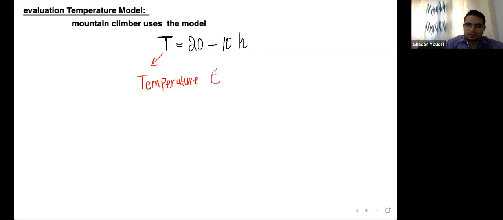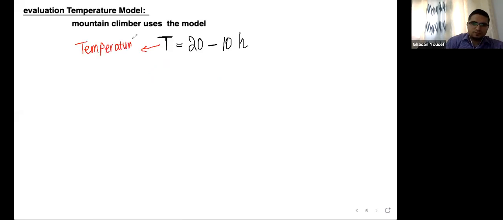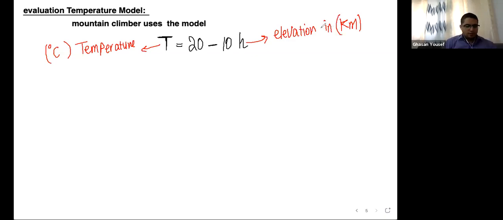Temperature, I'm going to use it in Celsius. And H here is the elevation, or the height, and I'm going to use it in kilometers. Okay, so let me give you an example for this model. T is the temperature, 20 is the initial temperature at 0. This is given, and H is the elevation. Here the 20 is given with this model.